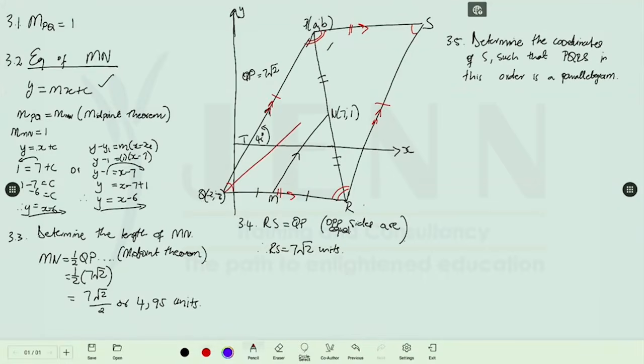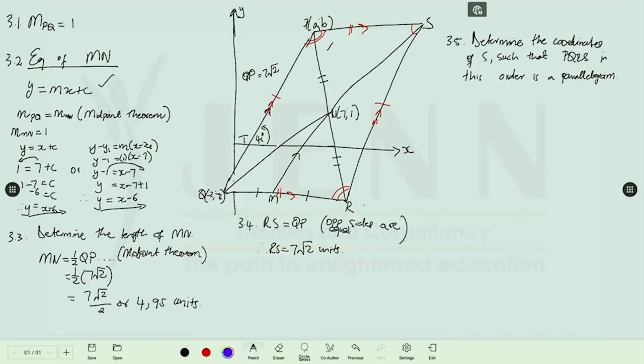Let me erase this red pen. Okay, or we can do it in this way because my sketch is not drawn to scale. Let me try to write it in this way. Okay, what do we know about a parallelogram? The diagonals bisect each other.